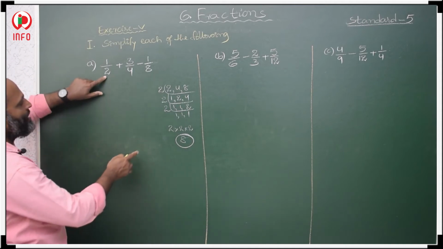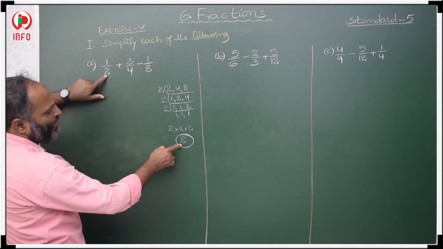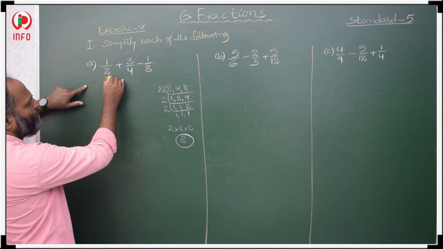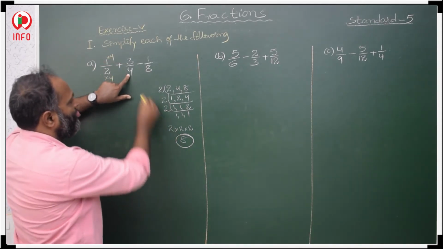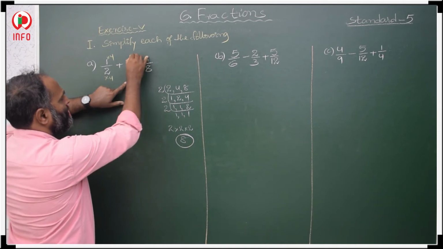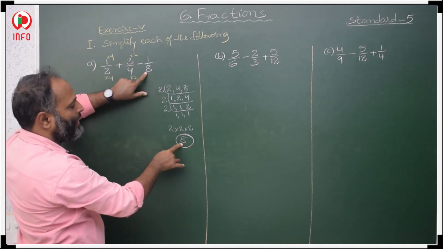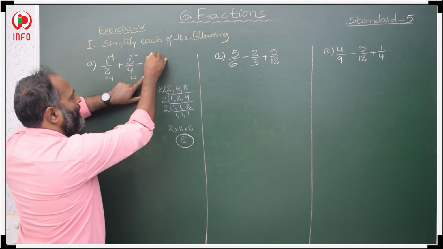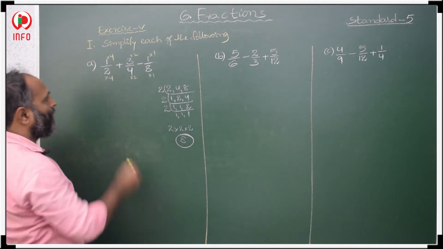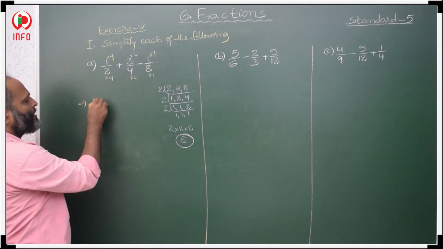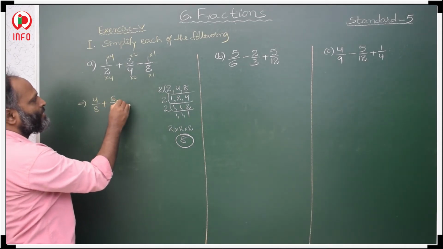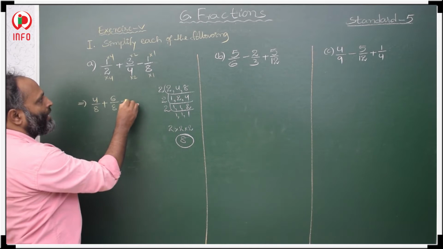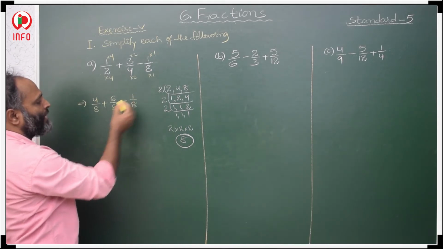In the first fraction, denominator 2, in the 2 table when you will get 8, 2 fours are, multiply with 4. In 4 table when you will get 8, 4 twos are, multiply with 2. In 8 table when you will get 8, 8 ones are, multiply with 1. Then after that, 1 fours are 4 by 2 fours are 8, plus 3 twos are 6 by 4 twos are 8, minus 1 ones are 1 by 8 ones are 8.